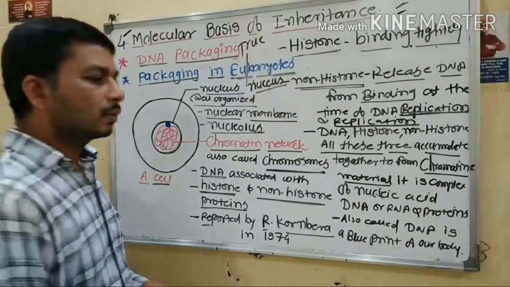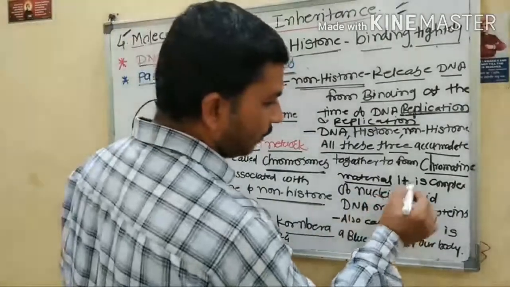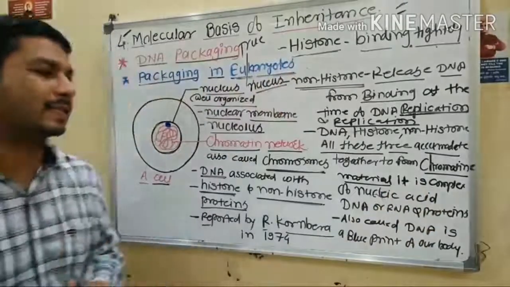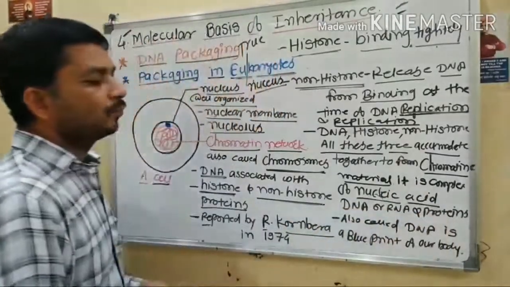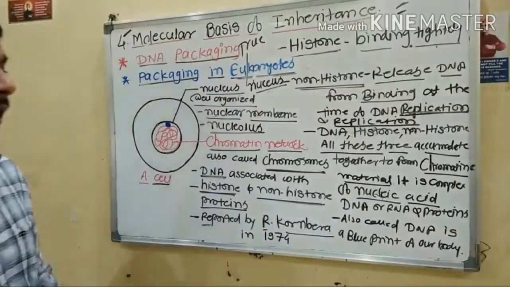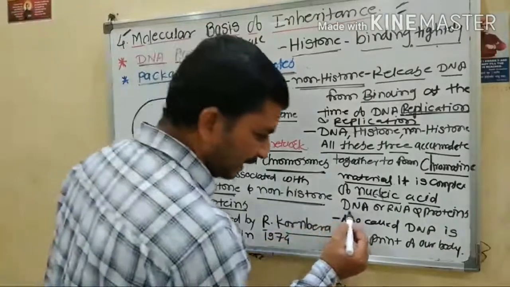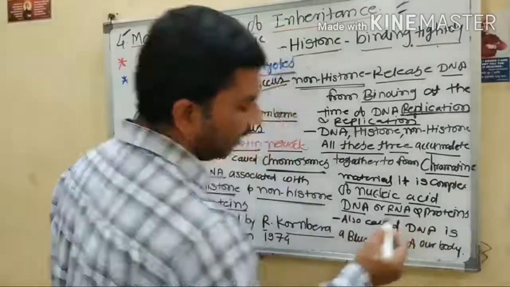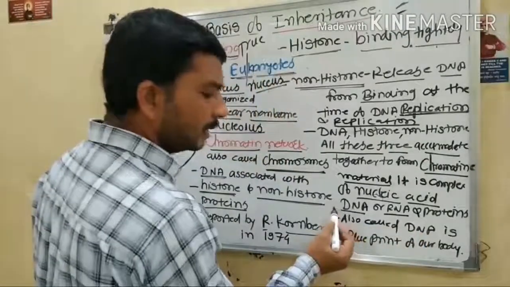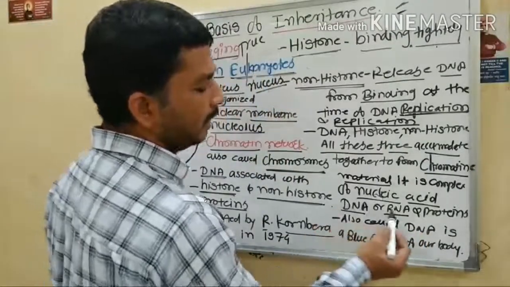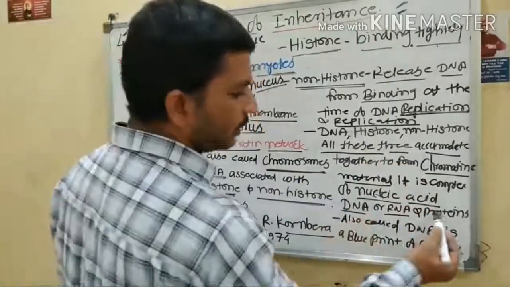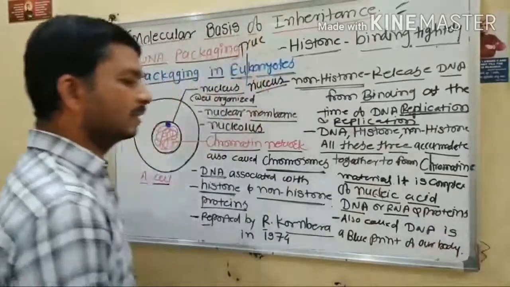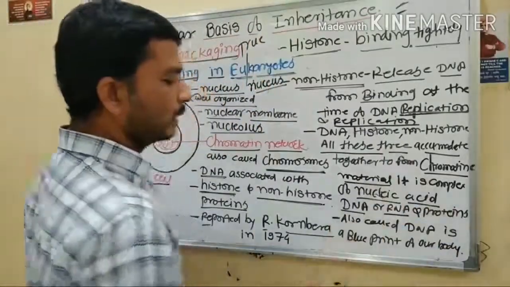And how is that chromatin material? It is a complex nucleic acid. It is a complex nucleic acid. And what is nucleic acid? That is DNA and RNA. DNA means deoxyribonucleic acid, RNA means ribonucleic acid. And also the supporting proteins for formation of nucleic acid.